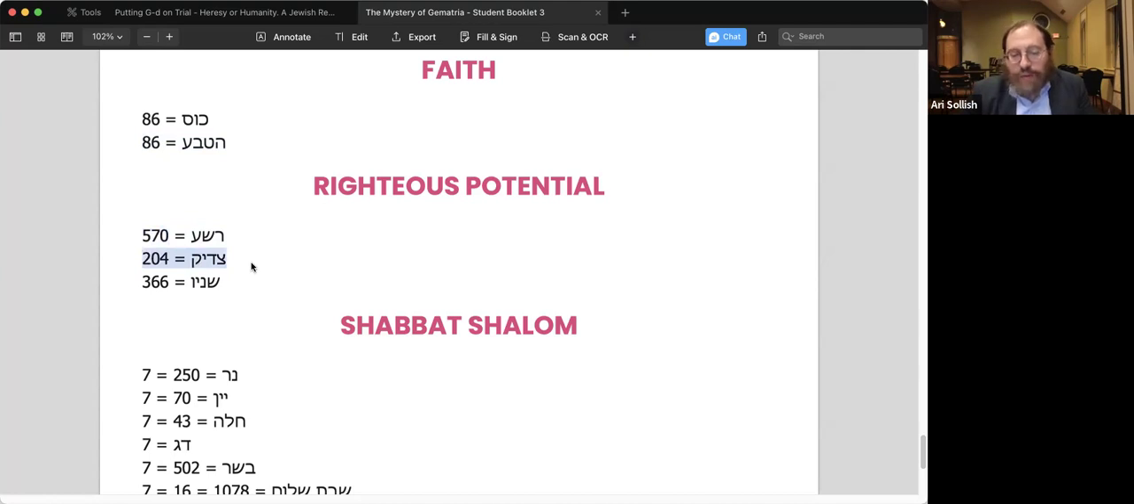90 plus 4 plus 10 plus 100. So Rosh is 570, Tzaddik is 204. What's the difference? What's 570 minus 204? 366. In other words, what's the difference between a Rosh and a Tzaddik? 366. And 366 equals the word Shinav.